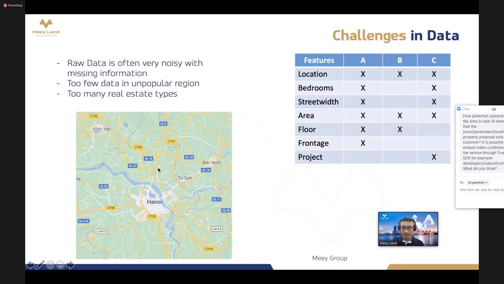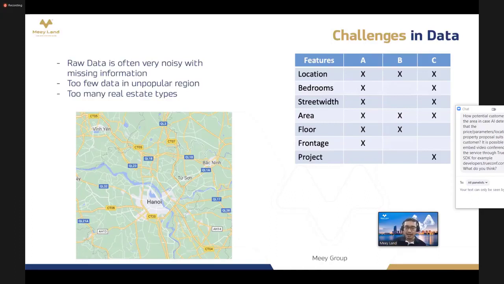And also we have many types of real estate. We have renting apartments, we have trading houses, we have trading villas. Altogether we have roughly 40 types of real estate, and each type is totally different from the others. So for each type, we have to have a model that works well with it.